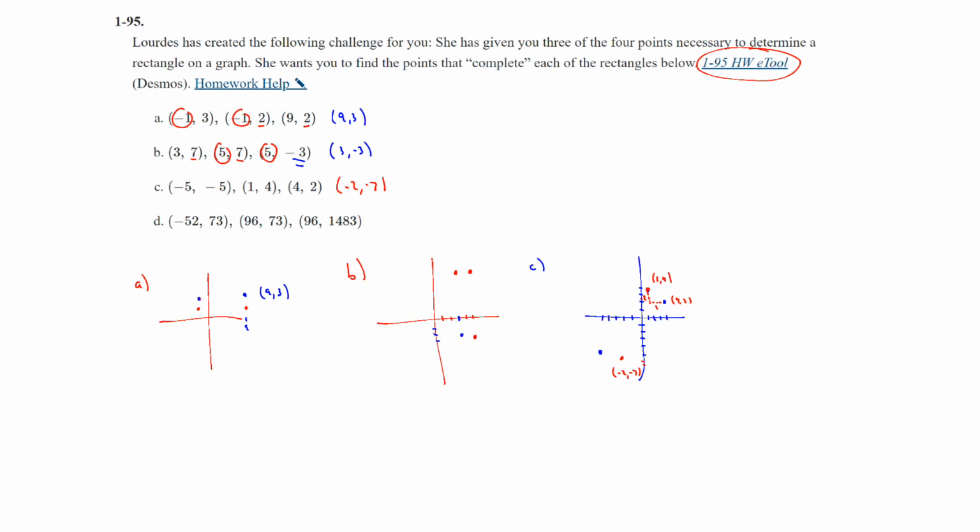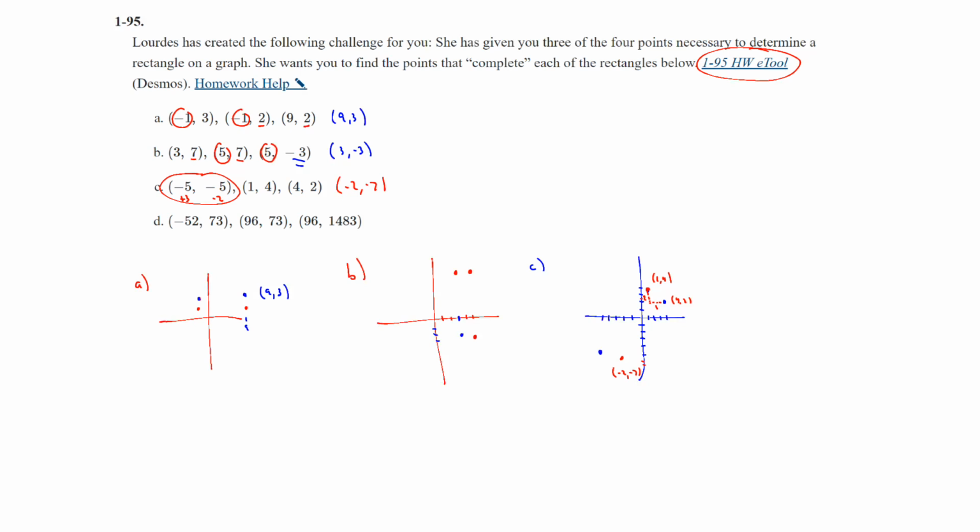I was looking at the wrong one. From the point -5, -5, I went down 2, and that's where the negative 7 came from, and then to the right 3, and that's where the negative 2 came from. So to the right 3, I added 3, and down 2.